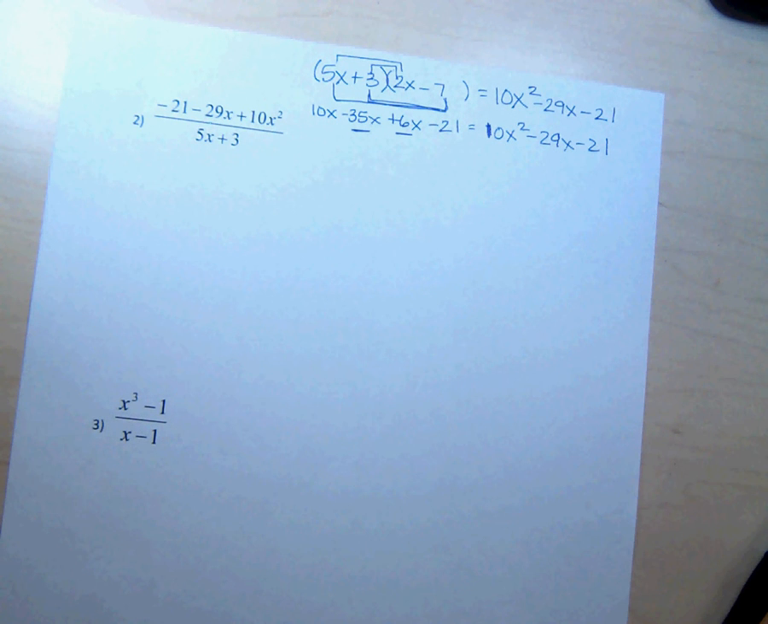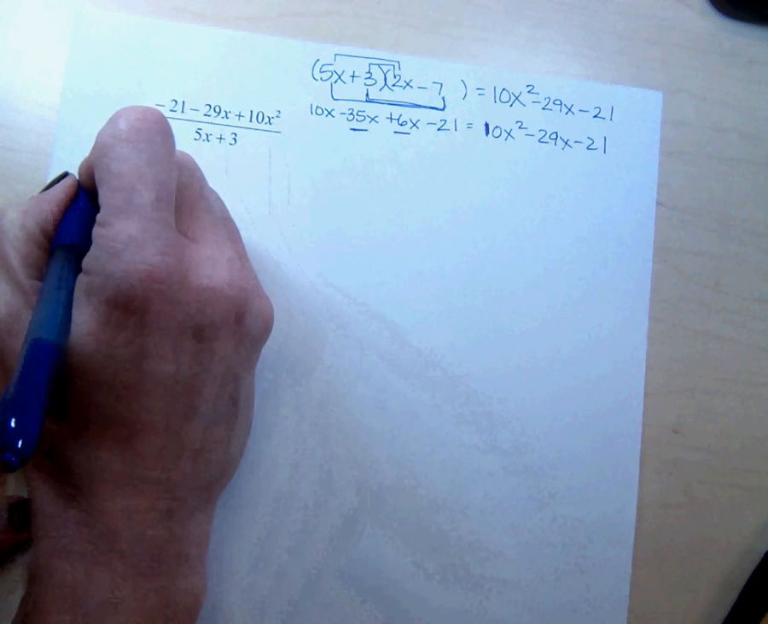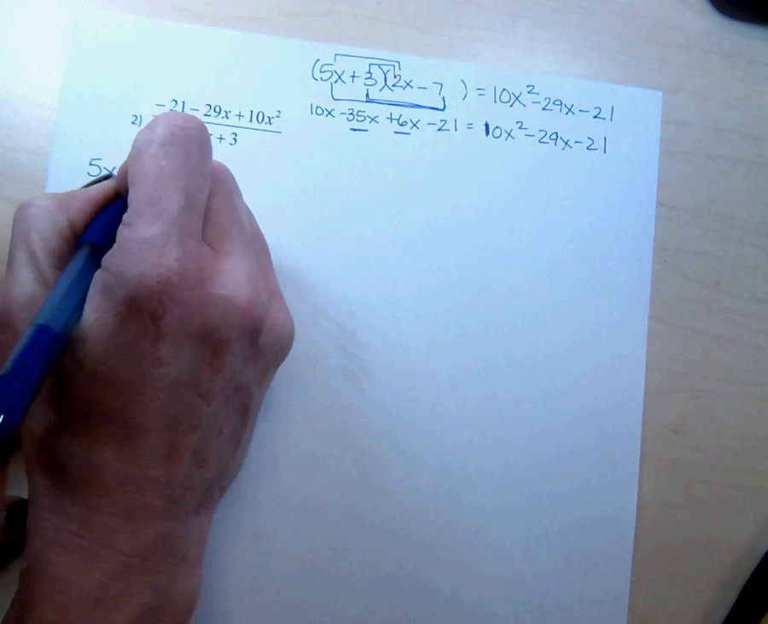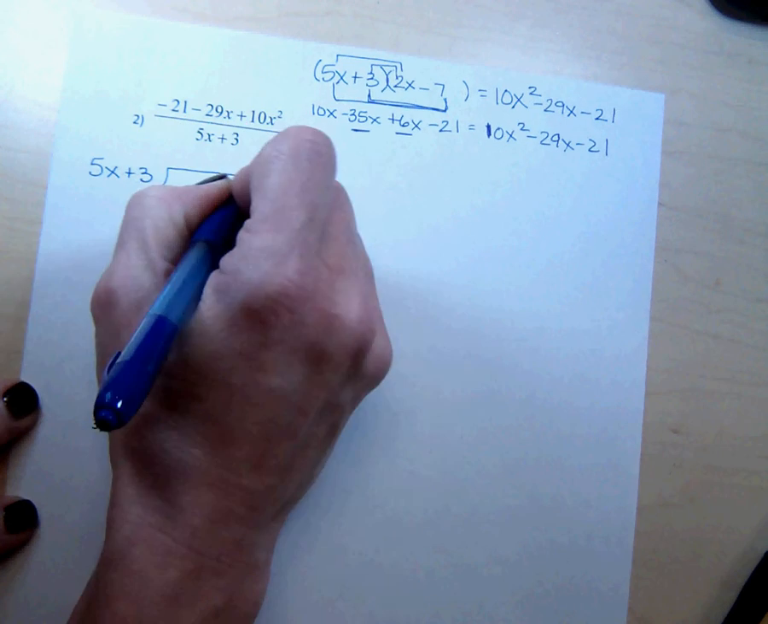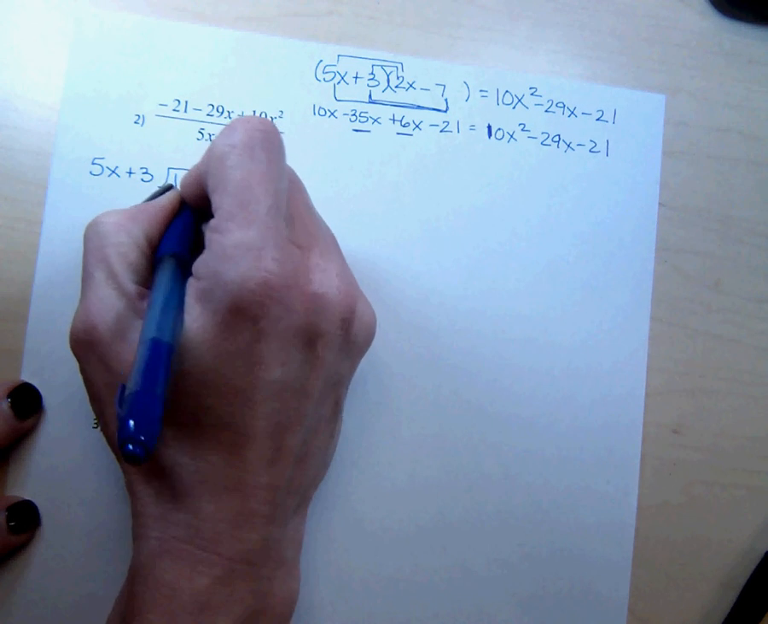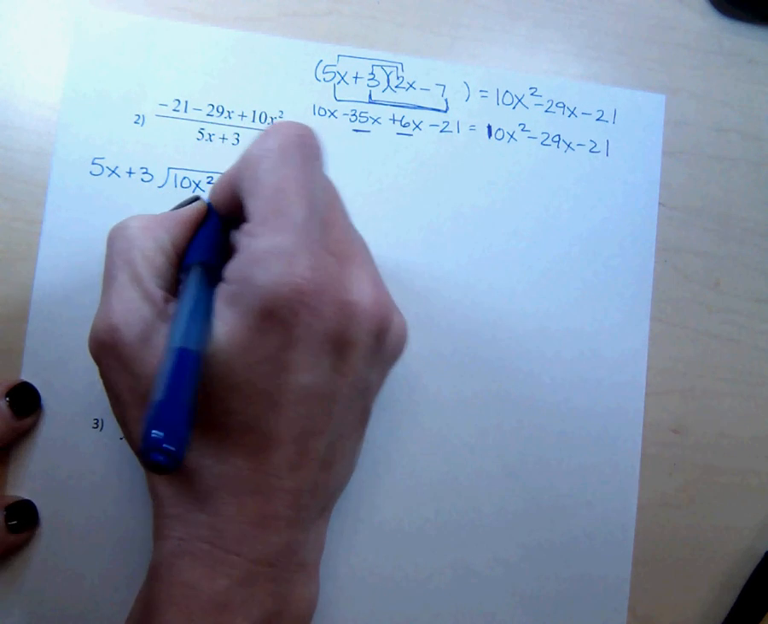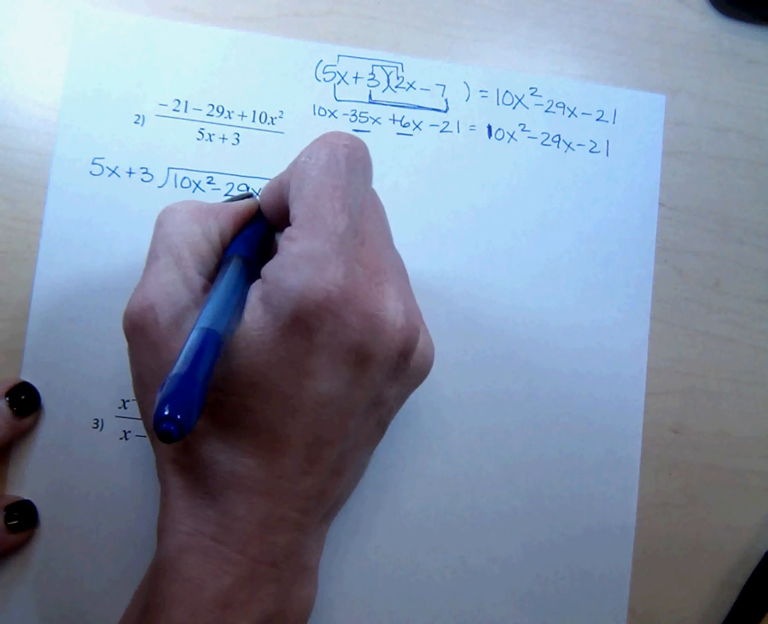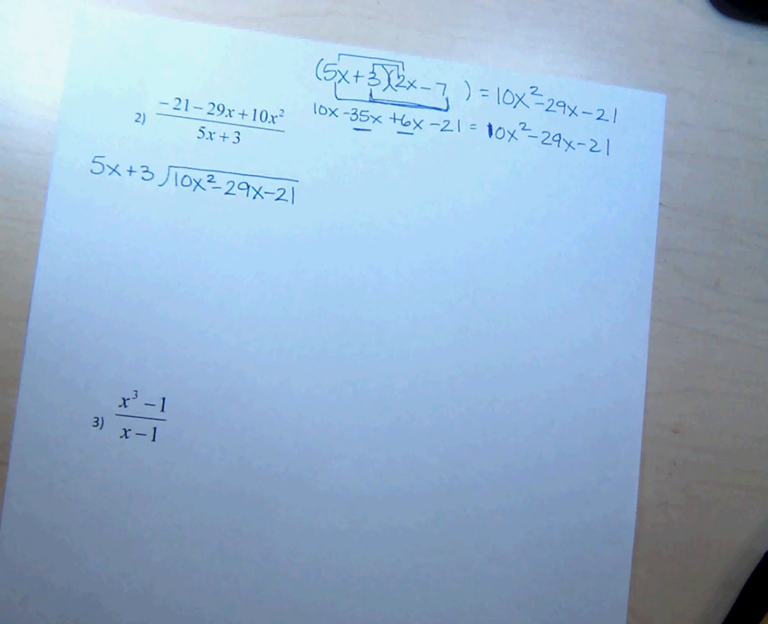Okay? But again, if you don't like that method, or if you think that that gets too complicated now that we have 5x and 2x, then the long division method will always work. So our divisor is 5x plus 3. That's what we're dividing by. And I want to write my numerator in standard form. So 10x squared minus 29x minus 21.